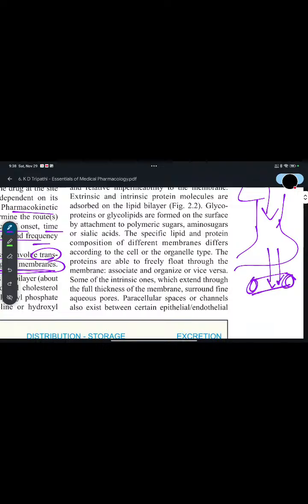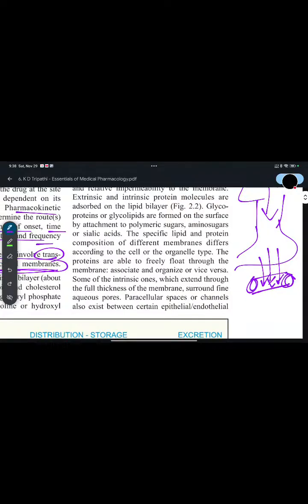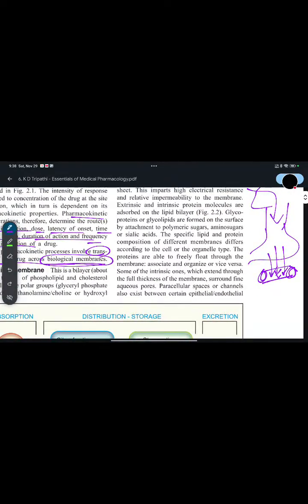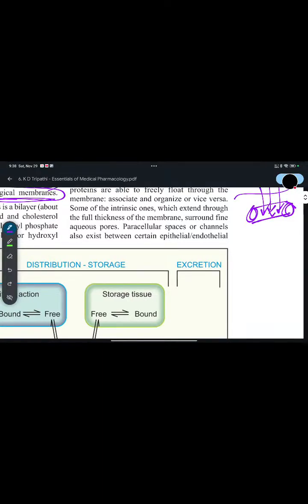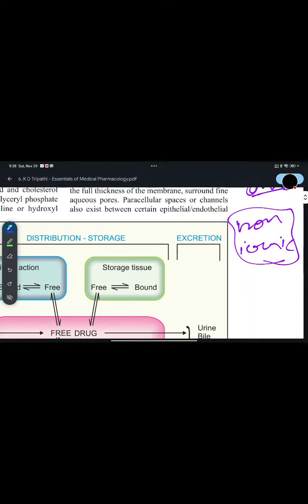So for bioavailability of the drug, absorption is very important. So from the stomach, when the drug is being absorbed into the circulatory system, the biological membrane plays a very important role. Why? Because if you remember, most drugs will be non-polar, or you can say non-ionic. Most of the drugs which are non-polar or non-ionic will be given by the oral route.